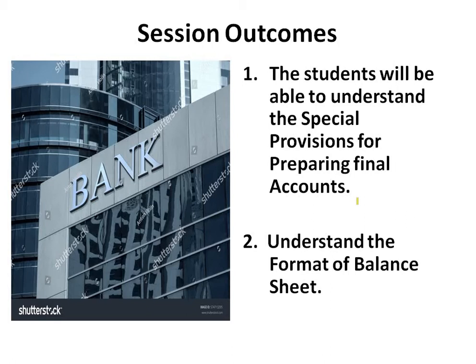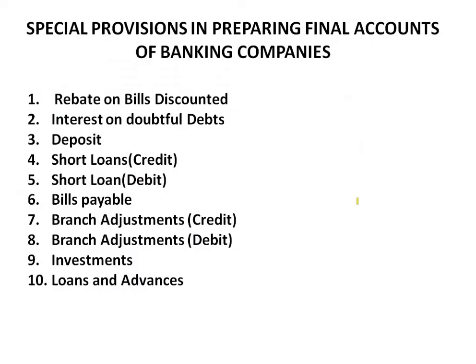Second one is the format of balance sheet. Now, in case of these special provisions in preparing final accounts of companies, we come across so many terminologies which we are going to discuss in future sessions in detail. To mention in brief, the first one is a rebate on bills discounted. Rebate means discount, which is considered in preparing final accounts of the companies.